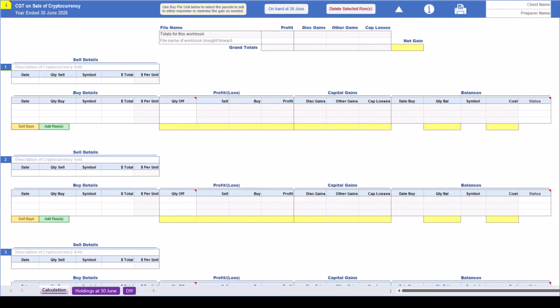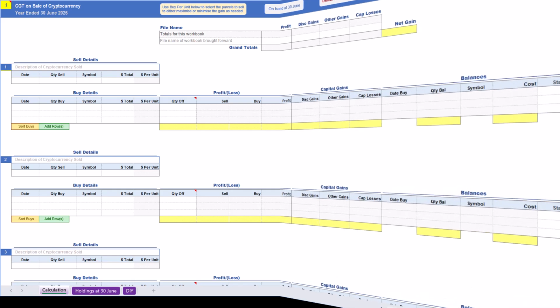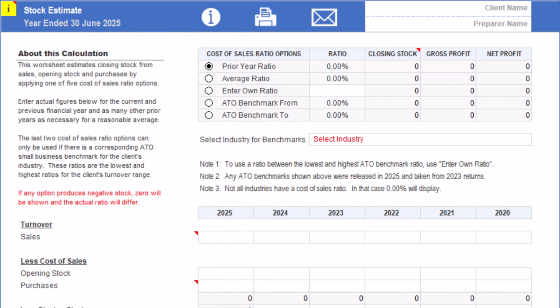One of Alex's clients sends an email with information for their personal tax return. The information includes a significant number of cryptocurrency transactions during the year, so she uses our CGT cryptocurrency workbook to calculate the gains and losses. On another job in progress, the client has not been able to provide an estimate of the cost of stock on hand at the end of the year. Alex downloads our stock estimate calculator to estimate the closing stock figure for the accounts.